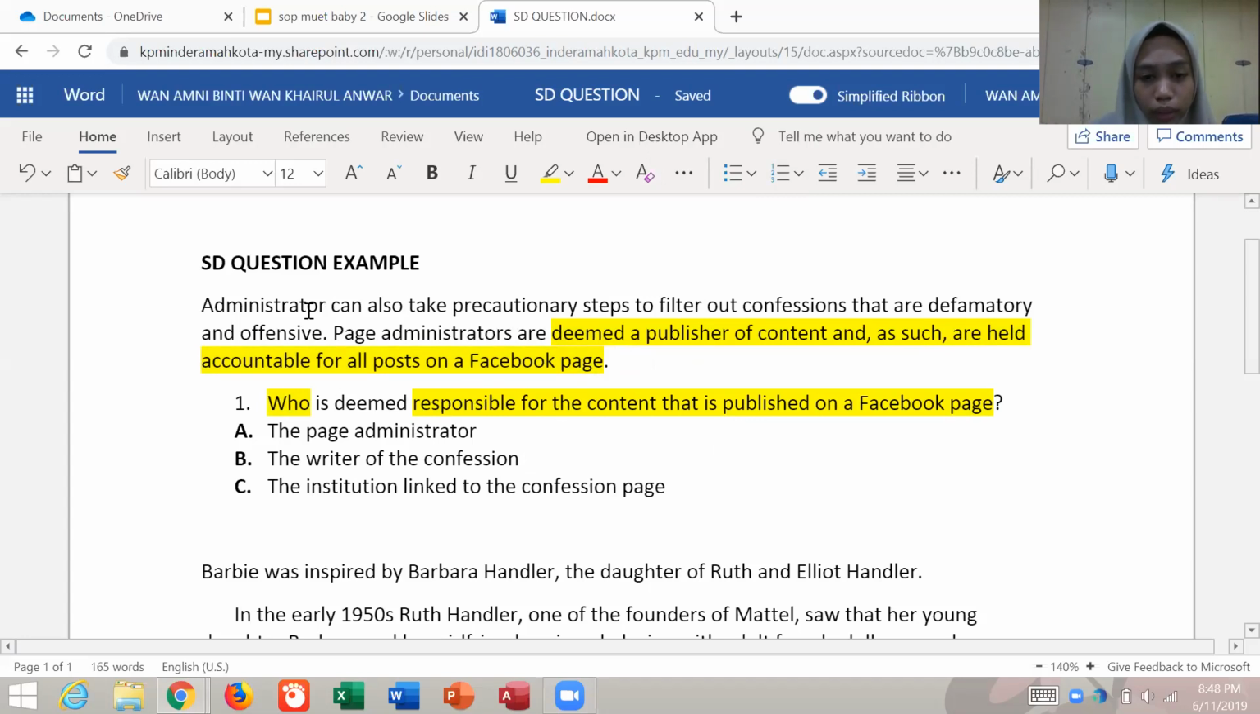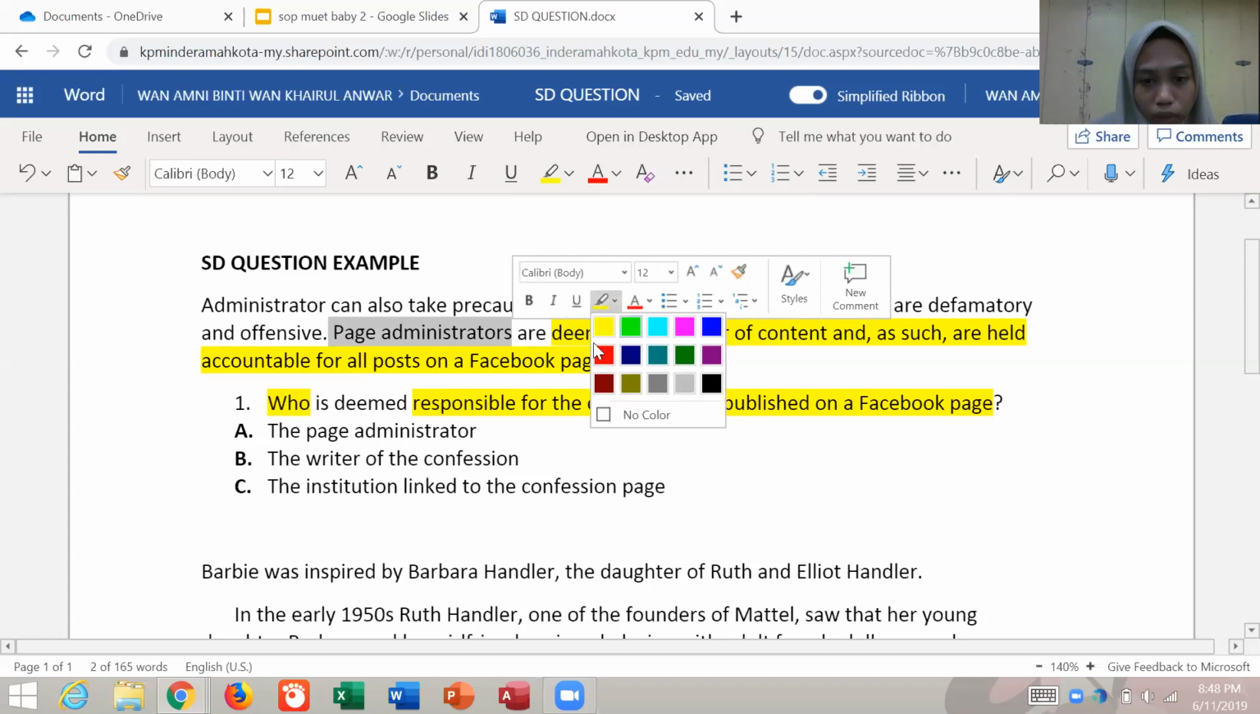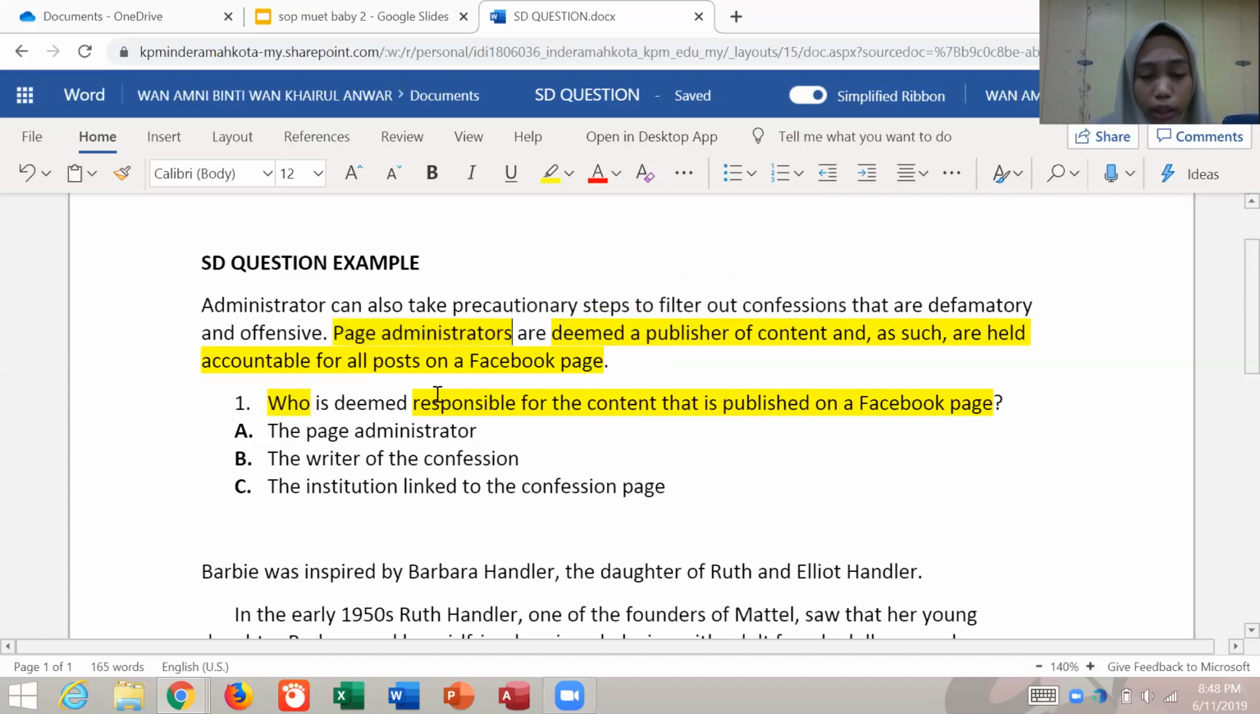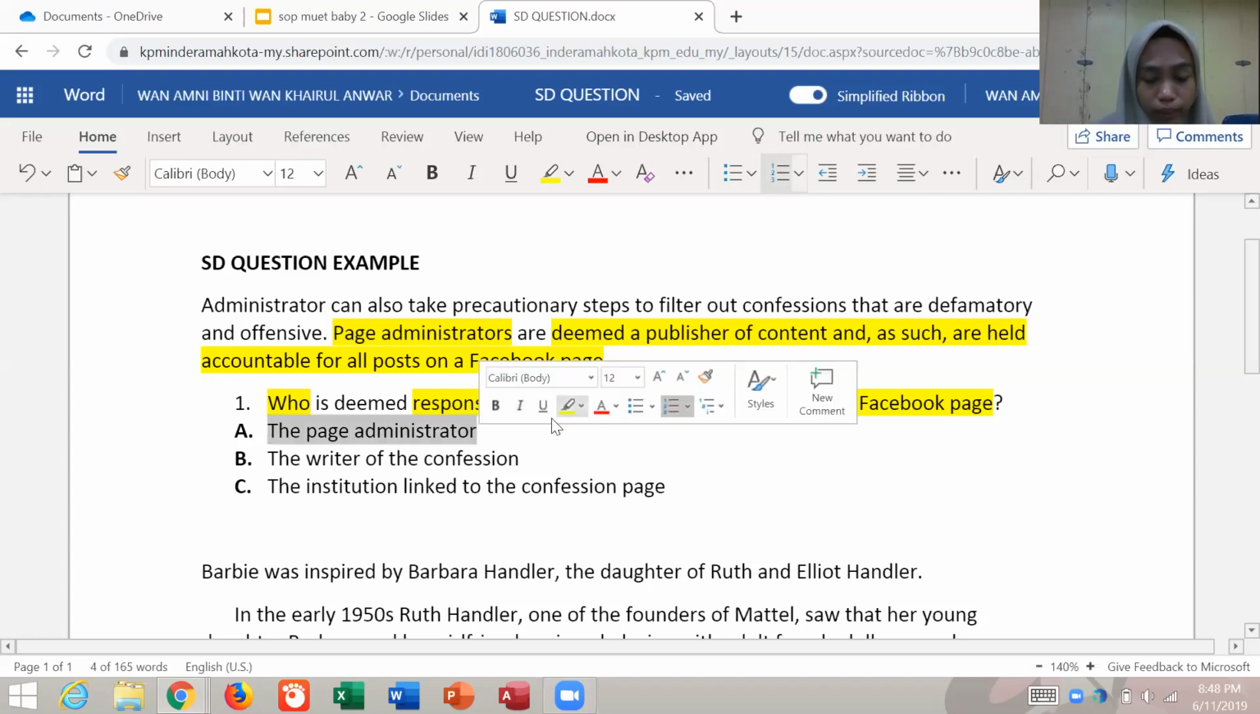Because it does not have the next sentence, we look at the one before, because sometimes the answer might be in front of the sentence. So in the sentence, page administrators are deemed a publisher of content and as such are held accountable for all posts on the Facebook page. The question is who. So we can see that page administrators are the ones who are responsible for the content that is published on the Facebook page. So it matches with the question. So the answer is A, the page administrator.